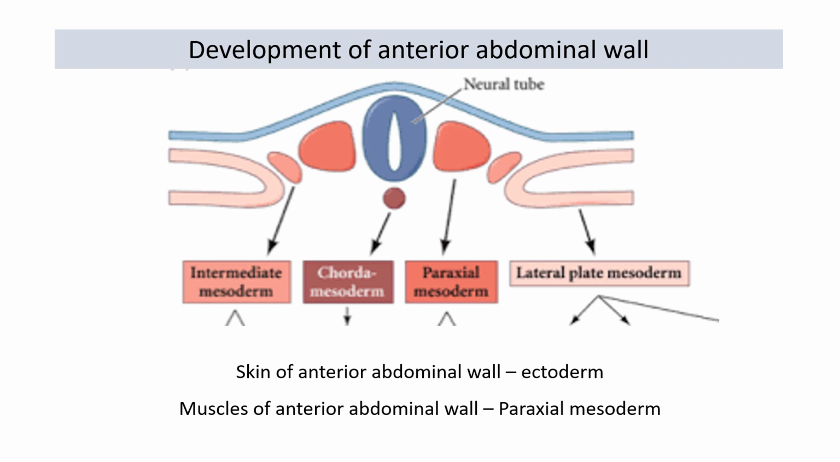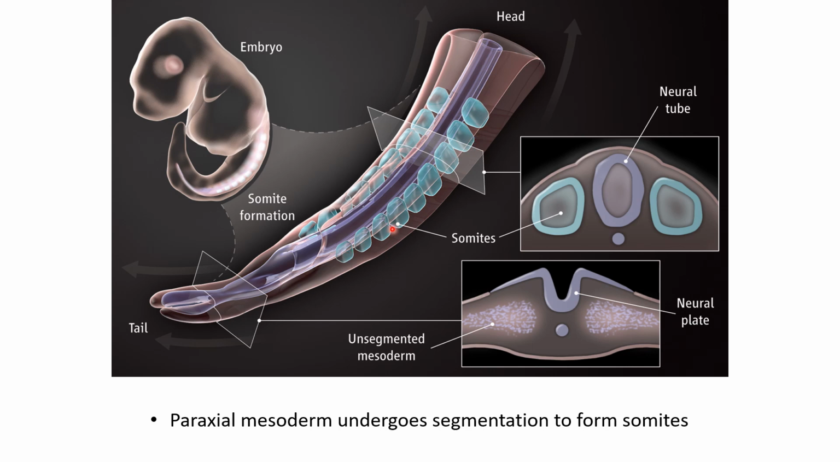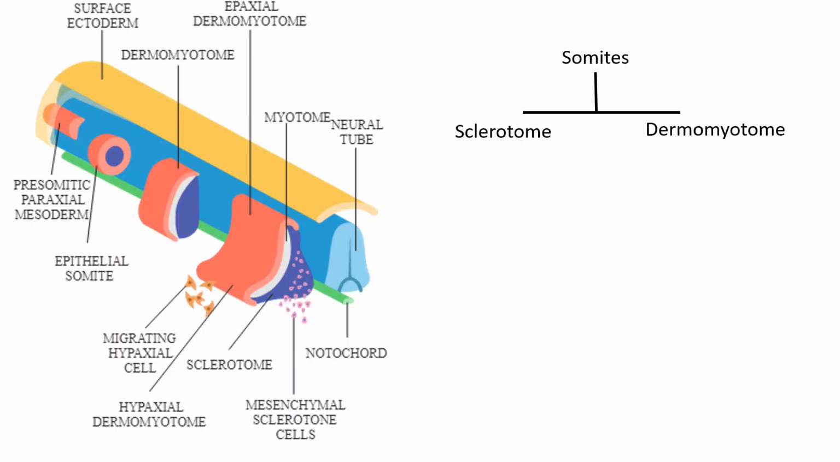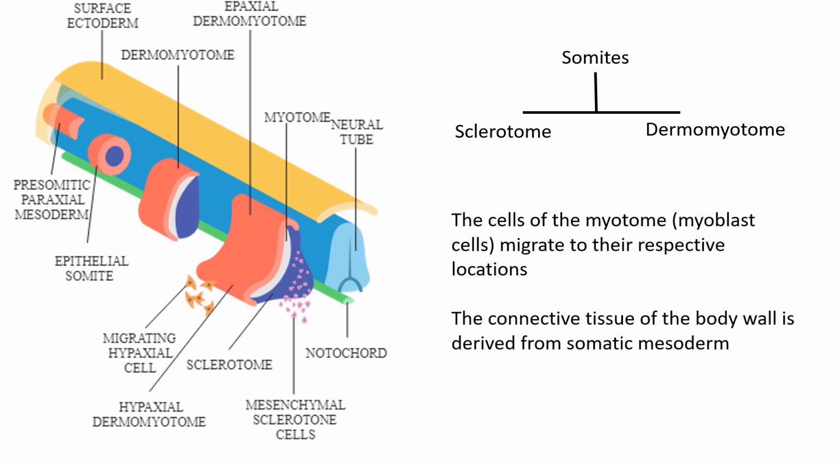This paraxial mesoderm undergoes a series of segmentation and gives rise to the formation of somites, and these somites will further divide into sclerotome and dermomyotome. The myotome migrates to its respective locations, so the muscles of the upper limb will migrate to the upper limb, and the muscles of the thorax and abdomen will migrate to their respective regions. So ultimately, the muscles of the body are mainly derived from the myotome. The connective tissue of the body wall, that is the anterior abdominal wall, is derived from the somatic mesoderm.